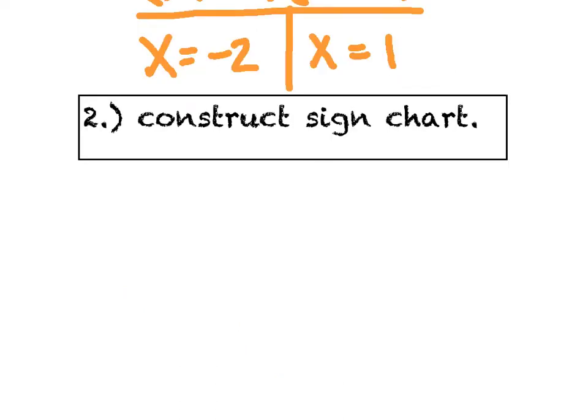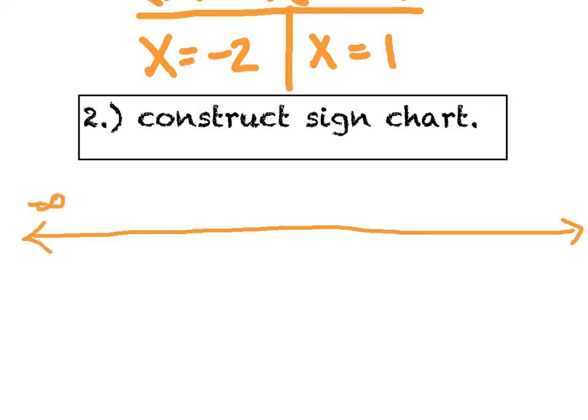Our second and most challenging step is to construct a sign chart. Now my sign chart is simply a number line that extends from, on the left side, negative infinity, all the way to positive infinity on the right side. We're going to make special notes of our roots, negative 2 and positive 1.